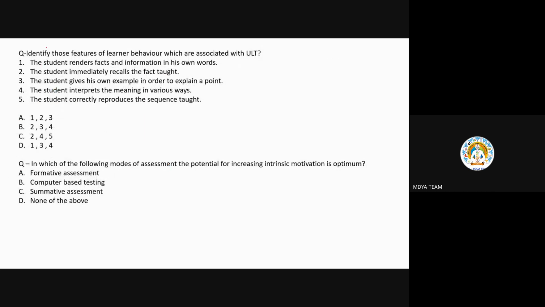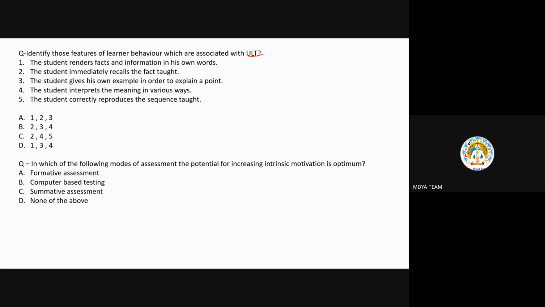Now the next question. Identify those features of learner behavior which are associated with ULT. What is ULT? Tell me the full form. Understanding level of teaching. First was memory level, second was understanding level, and the third was reflective level.